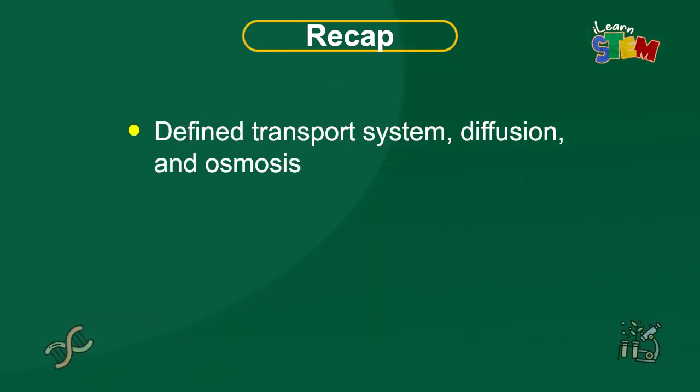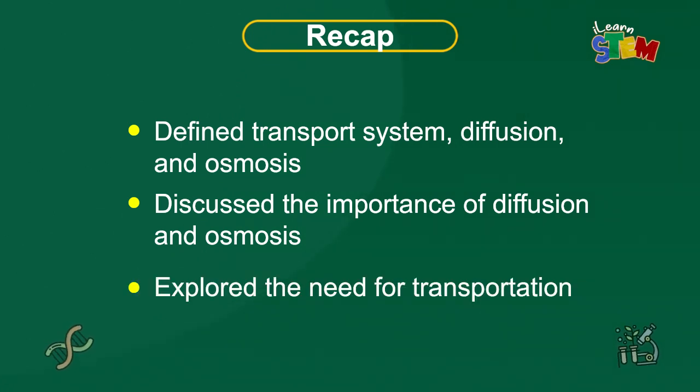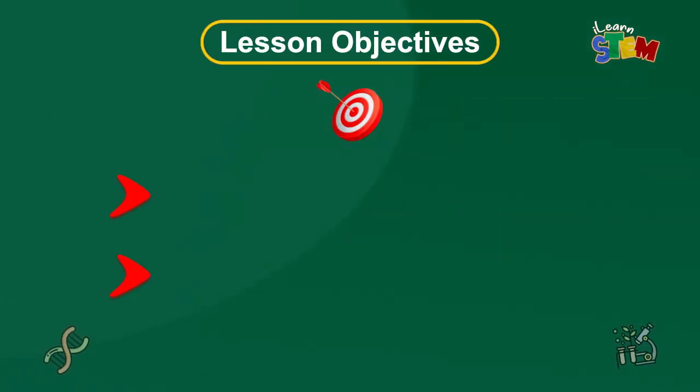In our last class, we defined transport system, diffusion, and osmosis. We also discussed the importance of diffusion and osmosis. And we explored the need for transportation. Before we move on, let's look at the lesson objectives.